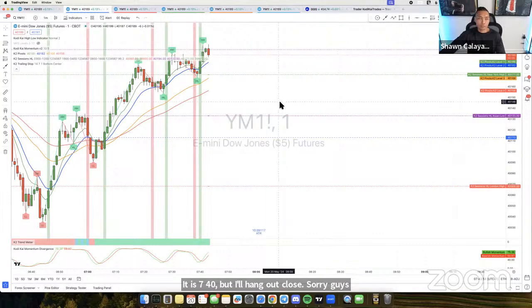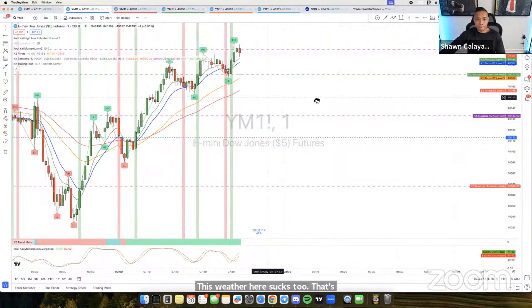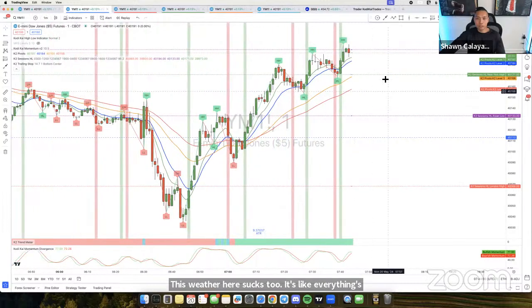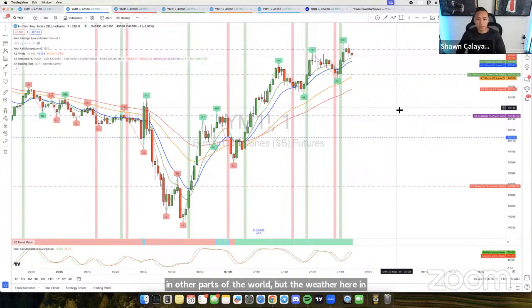And this weather here sucks too. It's like everything's kind of weird about this year, right? I don't know how it is in other parts of the world, but the weather here in California is usually really hot by now. It's hot, or at least warm, by February, and it gets hot by March. It's been cloudy for the past 3 months, just like how it's been here in the market.